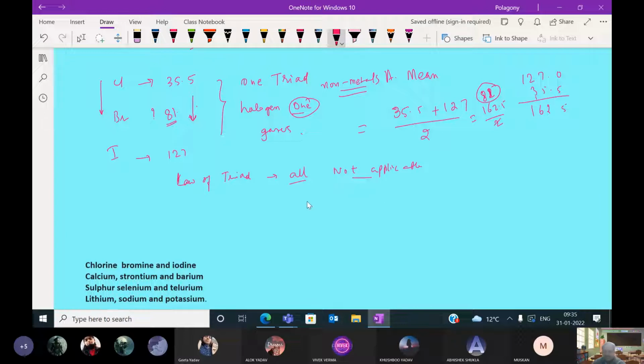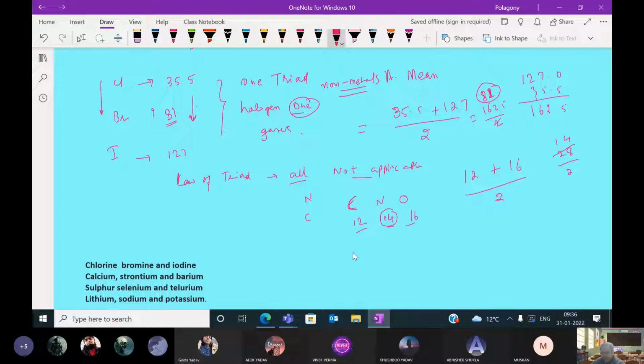I'll give the reason with a simple example: carbon, nitrogen, oxygen. The atomic mass of carbon is 12, oxygen 16. 12 plus 16 is 28, upon 2 gives 14. You got the 14 mass, which is the atomic mass of nitrogen. Yes, that is right. So 12, 14, 16 is in increasing order of atomic mass.